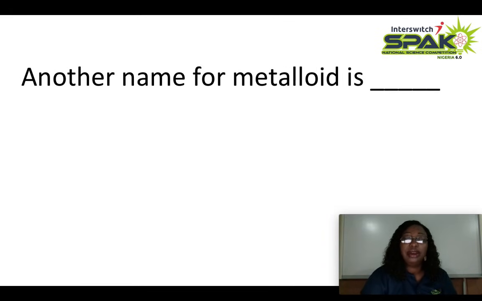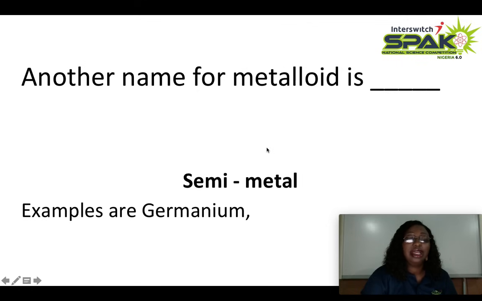Another name for metalloid is, yes, we said it earlier in the class, semi-metals. They are semi-metals. Examples are germanium, boron, and silicon.